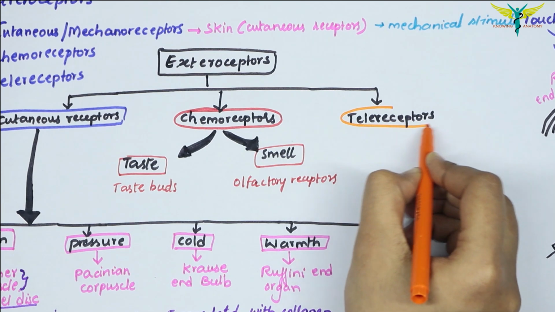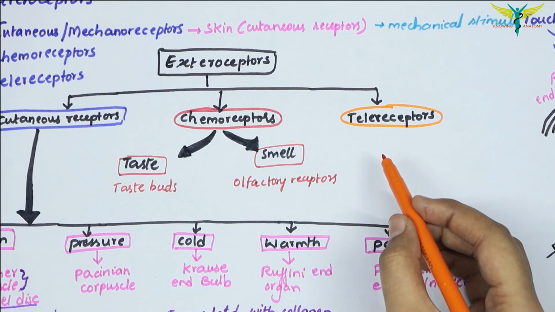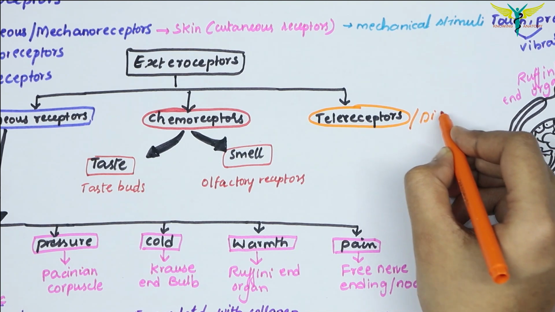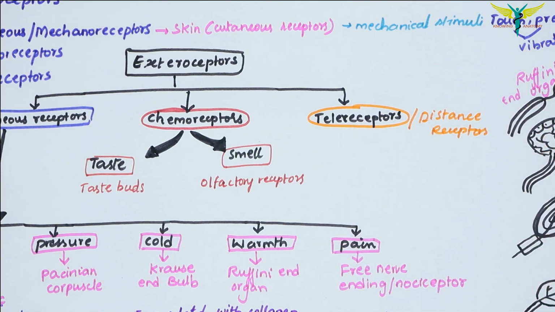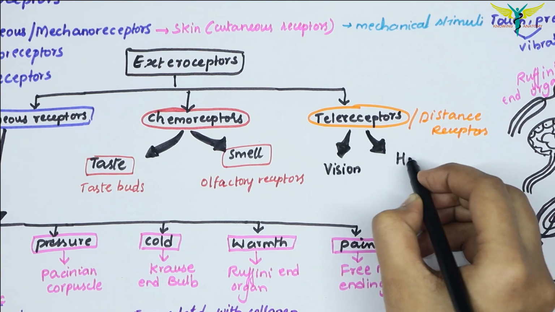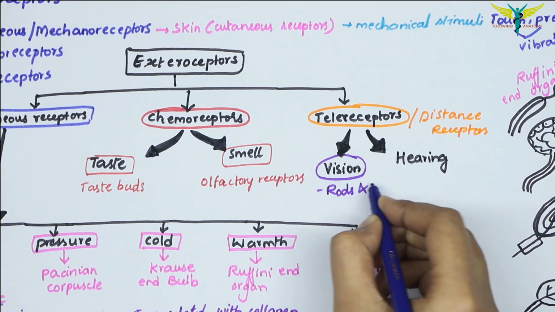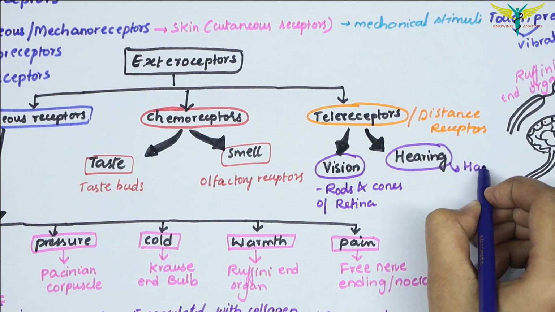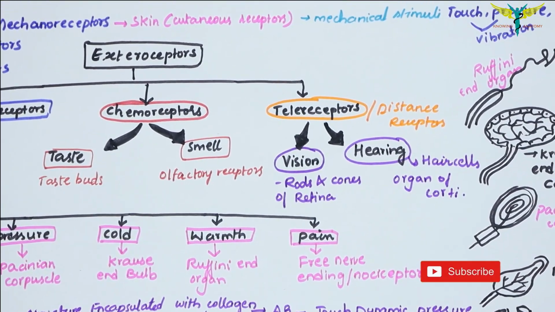Coming to the telereceptors, the telereceptors are the receptors that give response to stimuli arising away from the body. These receptors are also called the distance receptors. They are of two types. The first one is vision, and the second one is hearing. The vision receptors are the rods and cones, present in the retina. And the hearing receptors are the hair cells, present in the organ of Corti. So guys, this is all about the exteroceptors.